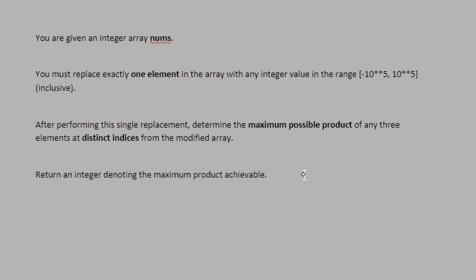So this is a pretty complex statement. I can understand if you're confused, but it's actually a pretty easy problem. So let's take a closer look at some examples.